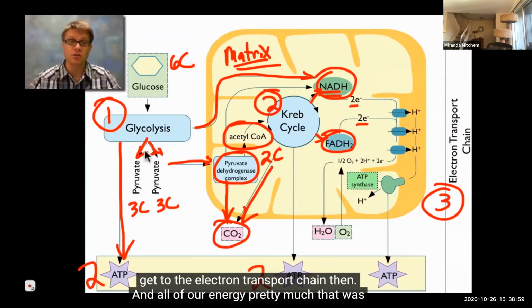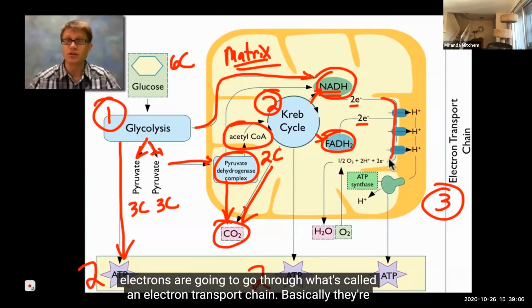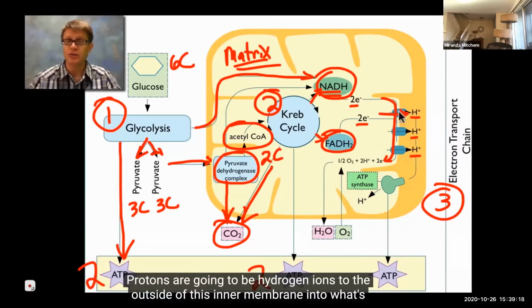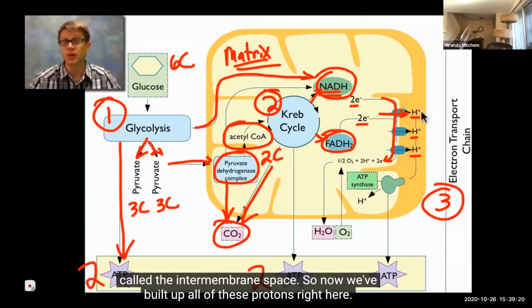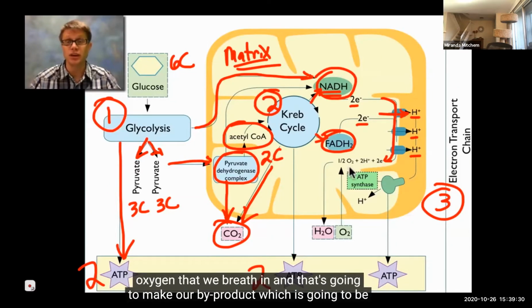Okay, let's get to the electron transport chain then. All of our energy pretty much that was in glucose is now in NAD and FAD. So they're going to transfer their electrons, and those electrons are going to go through what's called an electron transport chain. Basically, they're moving through a series of proteins, and the energy of those proteins is used to pump protons. Protons are hydrogen ions, pumped to the outside of this inner membrane into what's called the inner membrane space. So now we've built up all of these protons right here. What happens to the electron? The electron is going to be added to other protons and oxygen that we breathe in, and that's going to make our byproduct, which is going to be water.